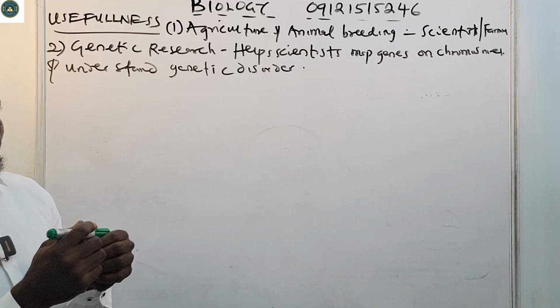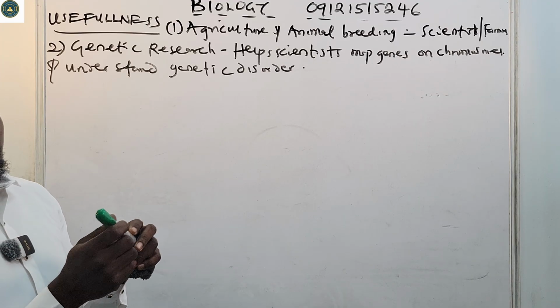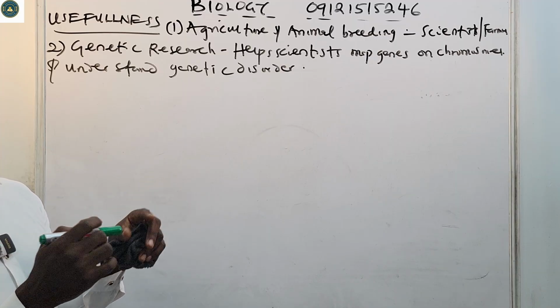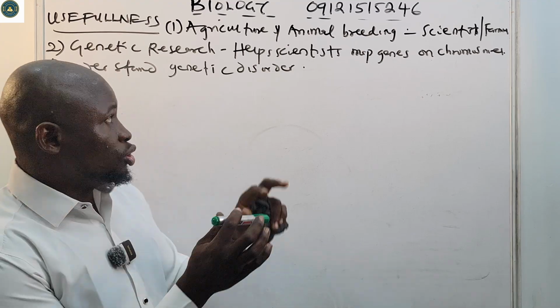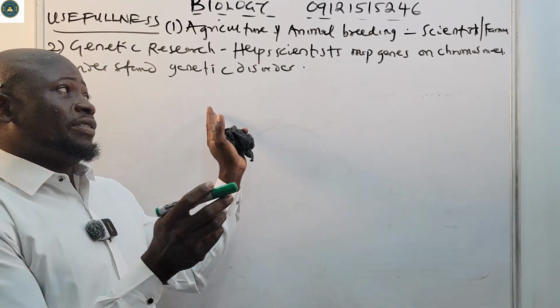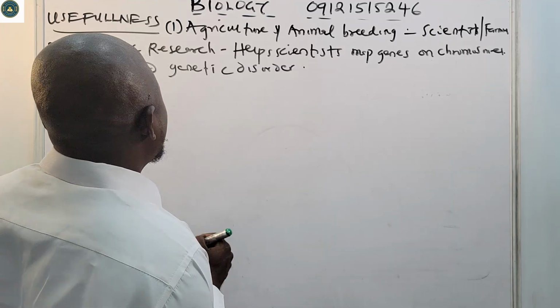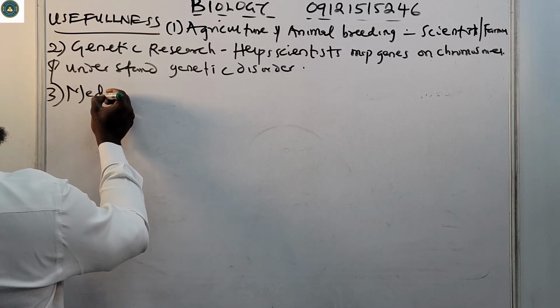We'll look at sex-linked characters soon. We want to talk about applications of heredity, and we're going to see a lot of genetic disorders. So just know that the law of independent assortment is very, very useful here. It helps scientists to map genes on chromosomes and understand genetic disorders. Also, it is useful in medicine.